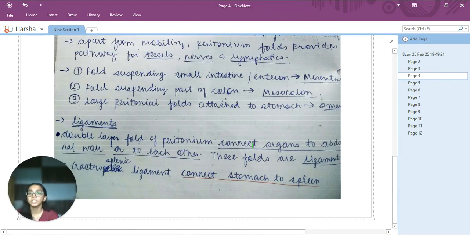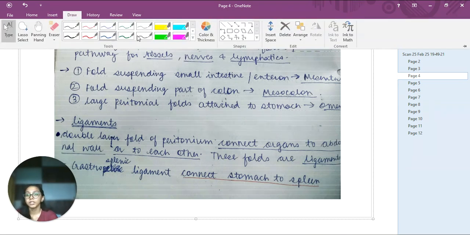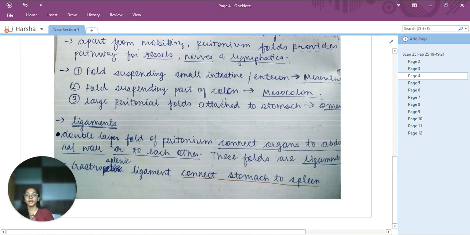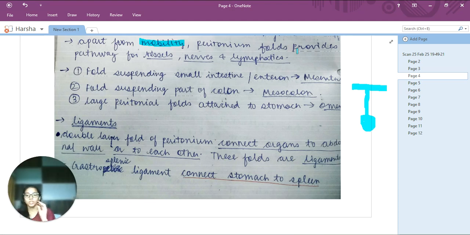Apart from the mobility, peritoneal folds provide a pathway for the vessels. Basically, what these peritoneal folds are doing is they provide a kind of mobility. Suppose there is an organ present. This organ is being suspended by this particular fold. So the fold over here is functioning as a part which is providing mobility to a particular organ. Apart from mobility, peritoneal folds provide a pathway for the vessels, nerves and the lymphatics. Fine. So there are certain examples.